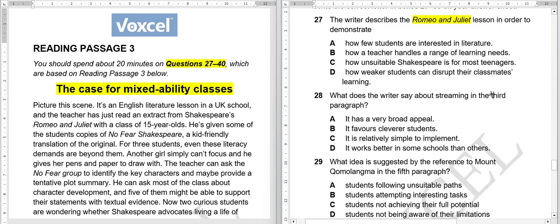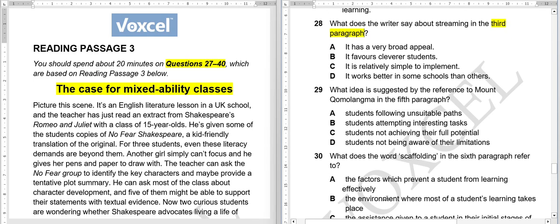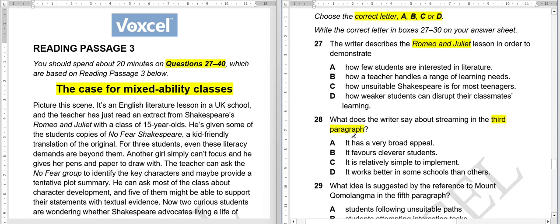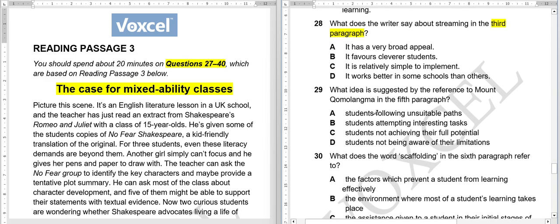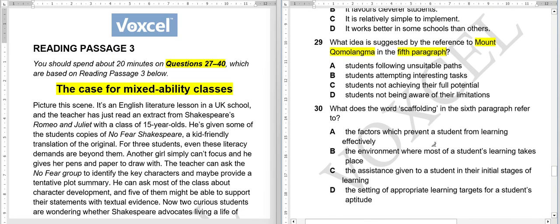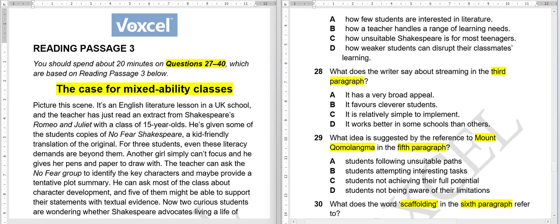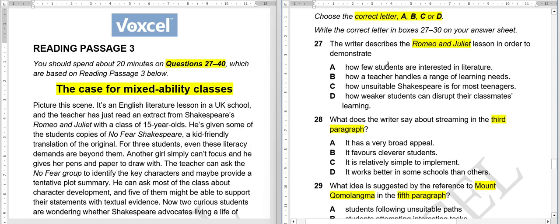Okay, so these questions are almost always in order. What I mean by this is that you will likely find 27 before 28, 28 before 29, 29 before 30. So if 28th is in the third paragraph, then 27th should be in the first, second or third paragraph at most. Clear? And let's see 29th. What does the writer suggest by the reference to Mount Chomolungma in the fifth paragraph? And this is in the sixth paragraph. So third, fifth, sixth, and this should be in the first, second or third paragraph.